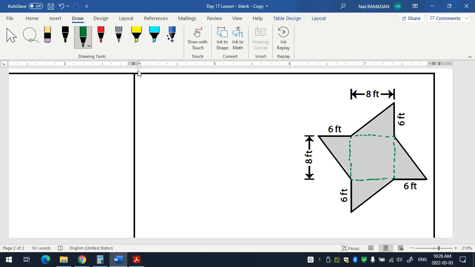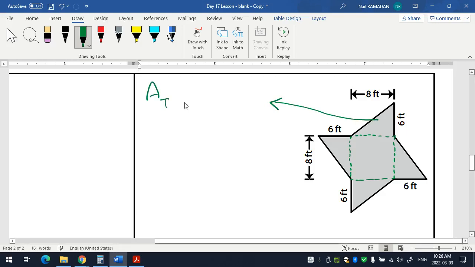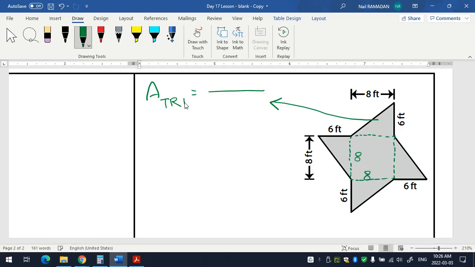Okay. Since all of them are the same, let's just choose one. I'm gonna choose the top one. So A tri equals. Can someone tell me how long this side is? How long are these four sides? 8, 8, 8, 8. So the inside is a perfect what? Square. Nice.